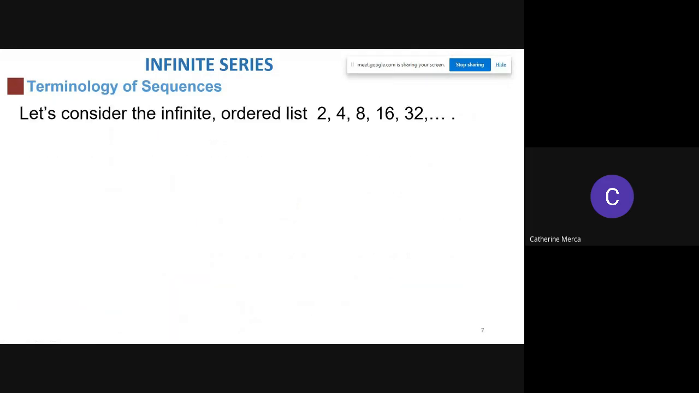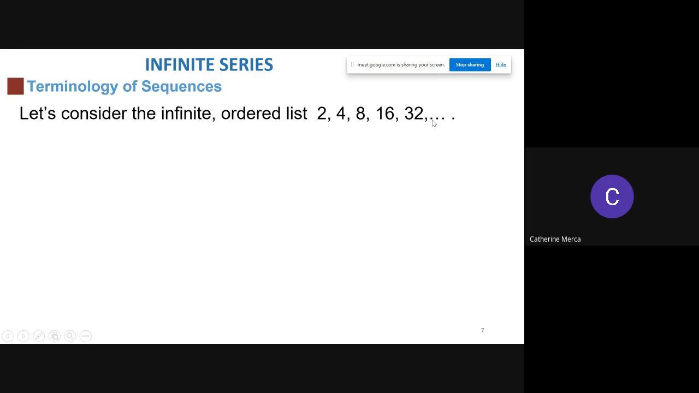So consider, for example, this list: 2, 4, 8, 16, 32. This is actually a sequence. What do you think would be the number that will come after 32? 64, ma'am. Yes, 64. So notice that there is actually a pattern and it is ordered. You cannot say that after 32 you will come up with 4. So it's an ordered list.